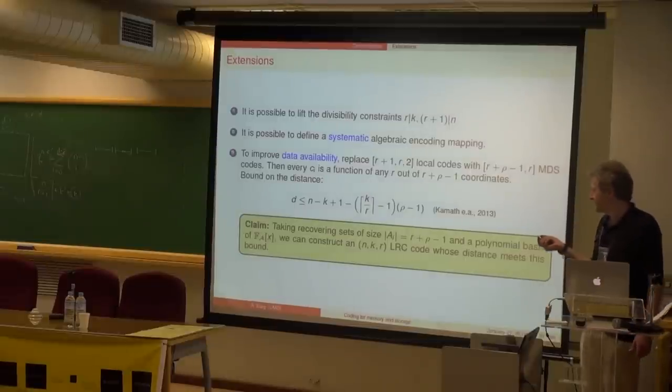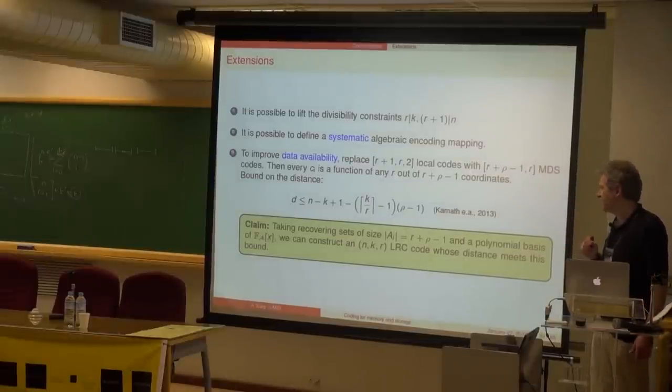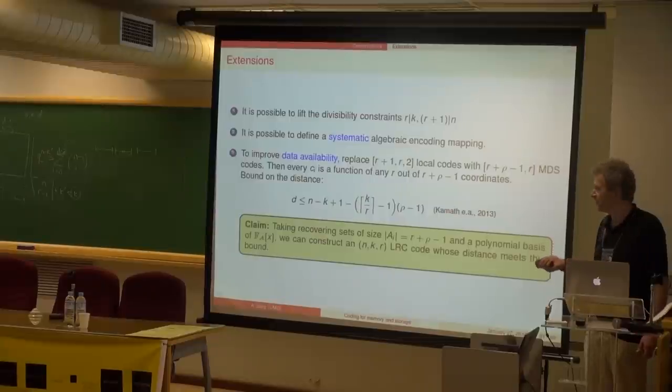And then we can modify our construction. Taking a different polynomial basis, with pretty much the same approach, we can construct codes that meet this bound with equality. So yes, it is possible to do that. Let's take this out of the way.